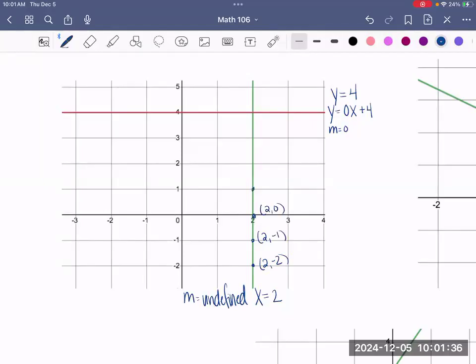And I'm just plotting these nice points. But notice that no matter where we are on this line, your x value doesn't change. Same thing with your y value on the horizontal line: -3, 4, -2, 4, -1, 4. Your y value is not going to change, so it's constant.